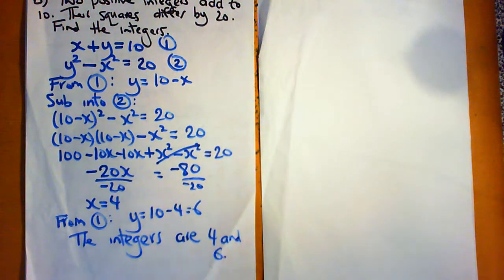Okay, so let's check our answer. So our two numbers were 4 and 6, which 4 plus 6 is 10, so they do indeed add to 10. The squares differ by 20. Well, 6 squared is 36, and 4 squared is 16. 36 minus 16 is 20, so the squares do indeed differ by 20.